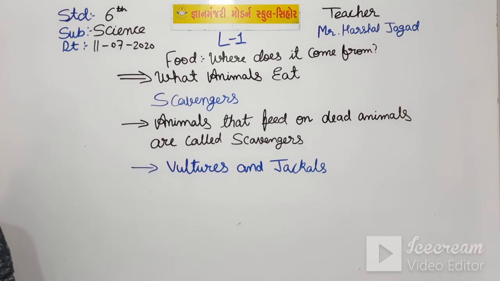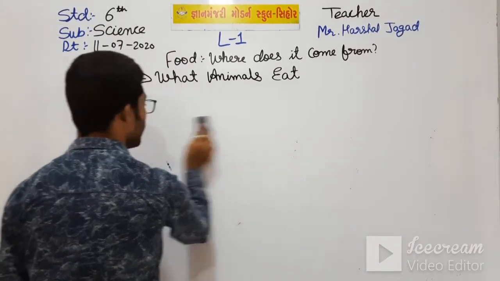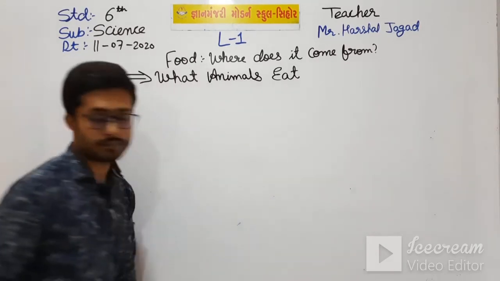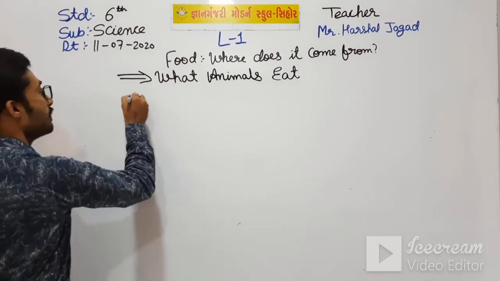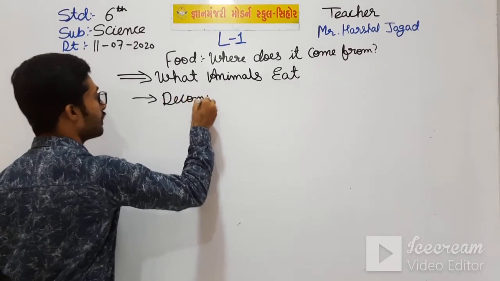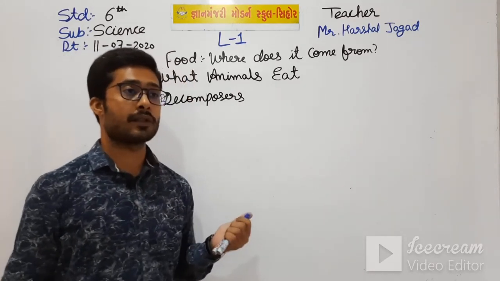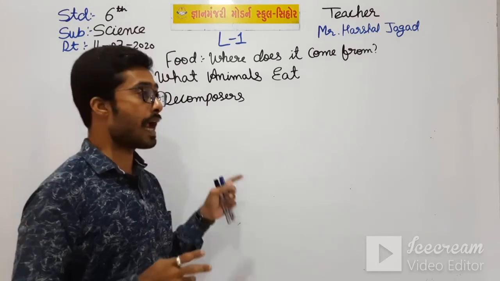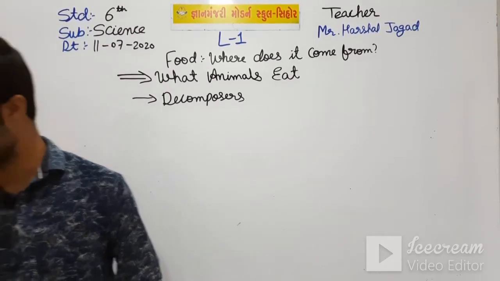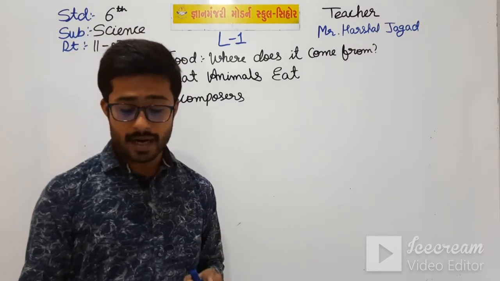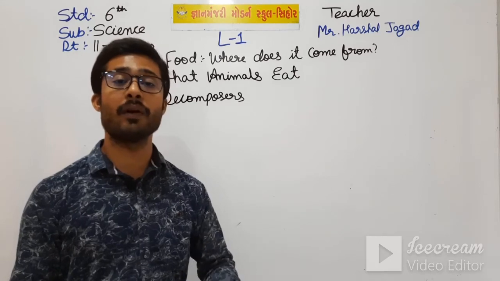Next, decomposers. So what are decomposers? The bacteria which break down the dead body and convert it into soil are known as decomposers. Let's see the proper definition in your textbook. Certain living organisms act on dead plants and animals and break them into simple substances that mix well with soil. Such organisms are called decomposers.